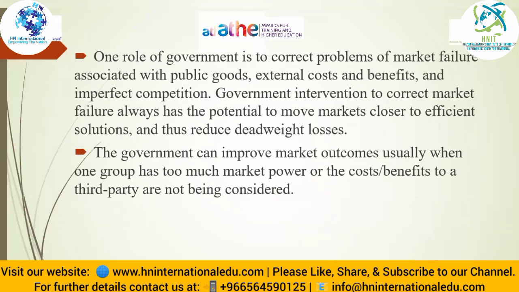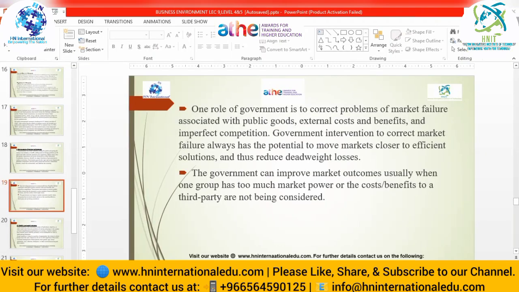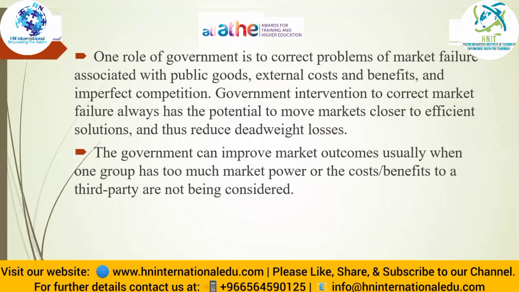One role of the government is to correct the problems of market failure associated with public goods, external costs and benefits, and imperfect competition. So how is the government correcting the problem of market failure? We have discussed the causes of market failure, and we have also discussed how the basic root cause or the problems can be removed from the market, or how the market failure can be corrected. Government interventions to correct market failure always have the potential to move the markets closer to efficient solutions and thus reduce the deadweight losses.